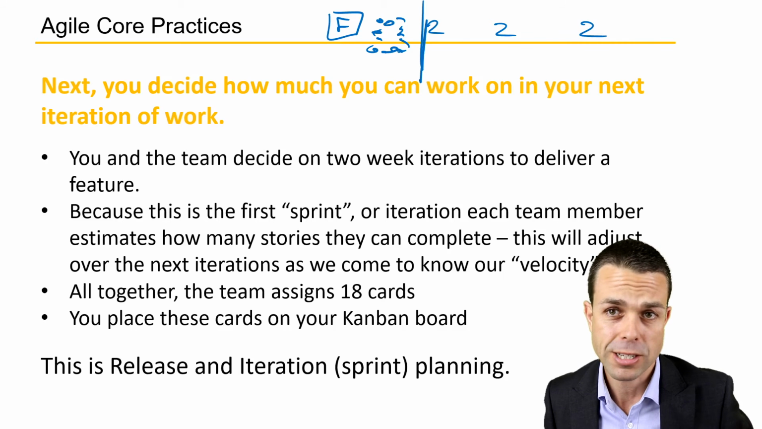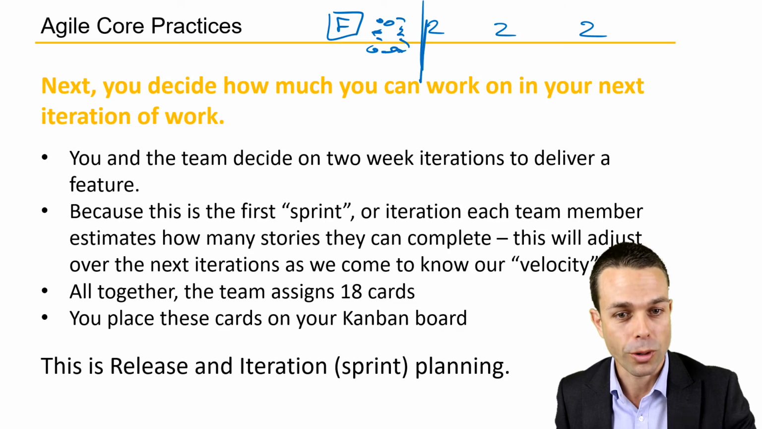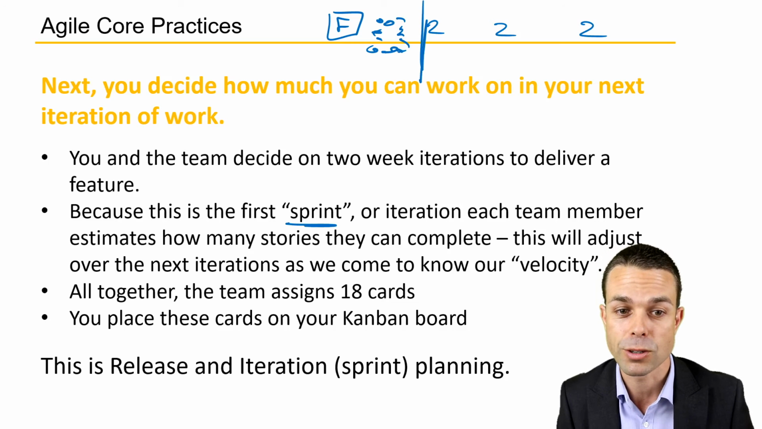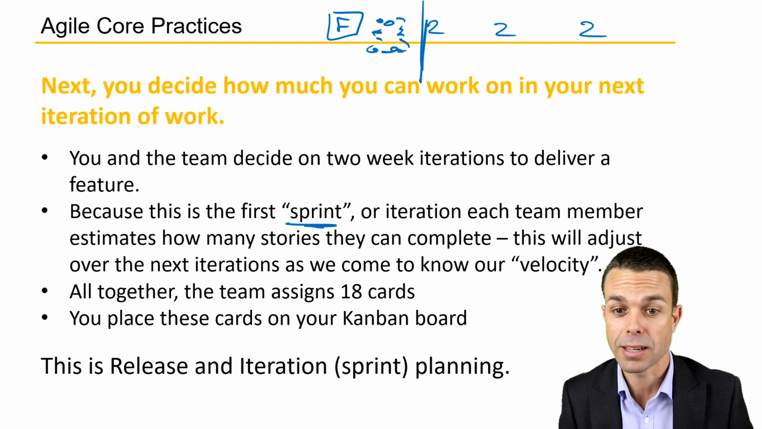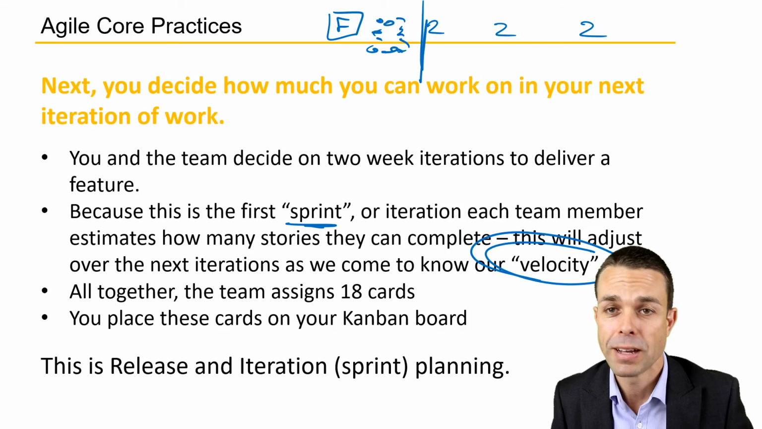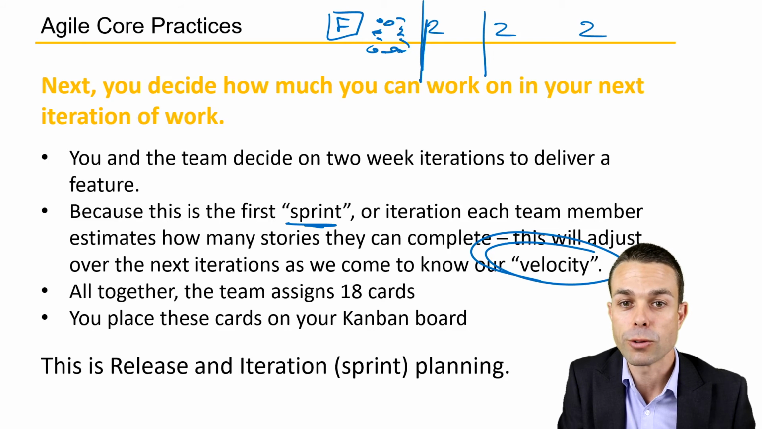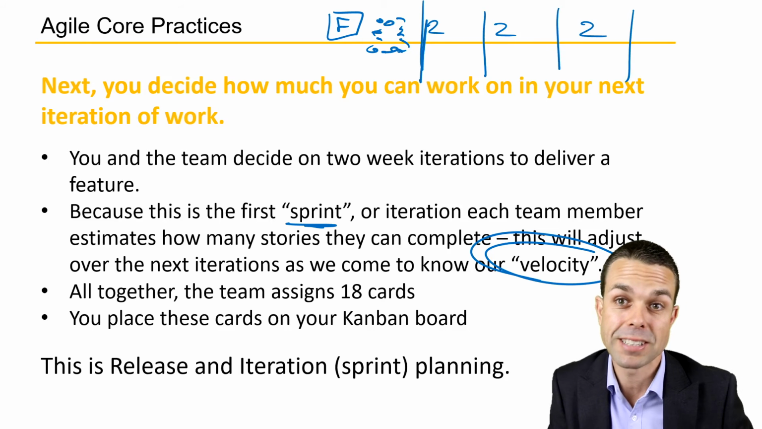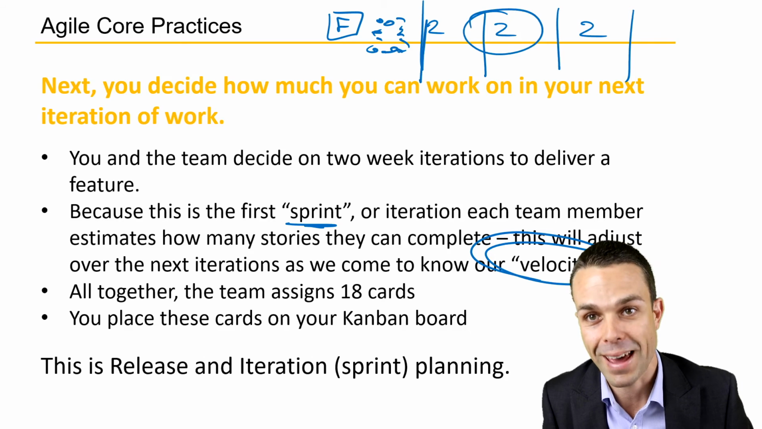If it's our first iteration, maybe we don't know how quickly our team can work. So, because it's the first sprint or the first iteration, each team member estimates how many stories they can complete. And this will adjust over the next few iterations as we come to know our velocity. The velocity is how much work we can complete. So we don't really know yet. We might have a rough idea, but over our next few iterations, we will be able to see how much we've completed, and then we can adjust our approach based on that, as you'll see.